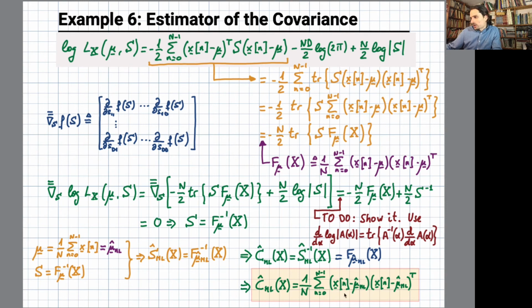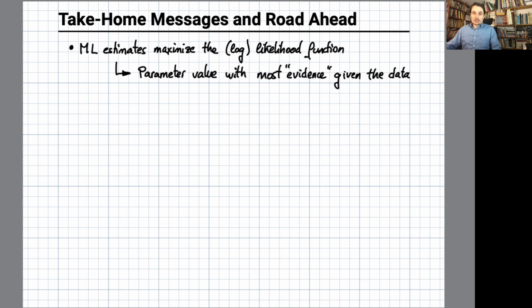And one can also see that this estimator is biased, but asymptotically unbiased, and one can correct for the bias by dividing by n minus 1 instead of dividing by n. This brings us to the end of the lecture.